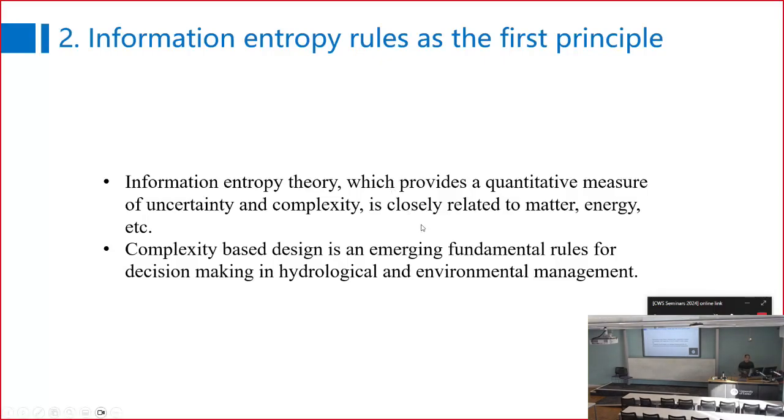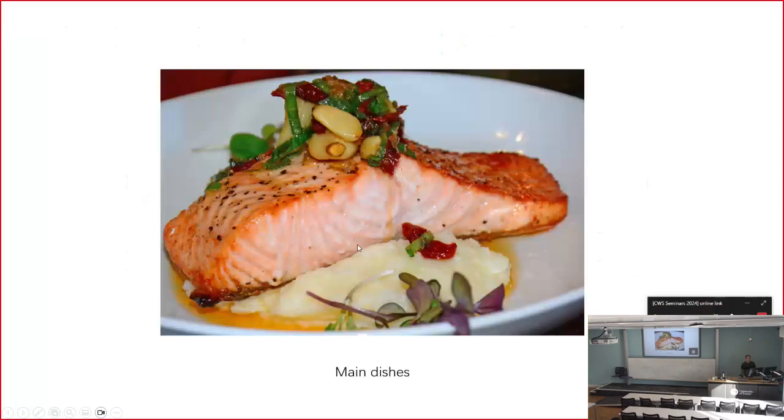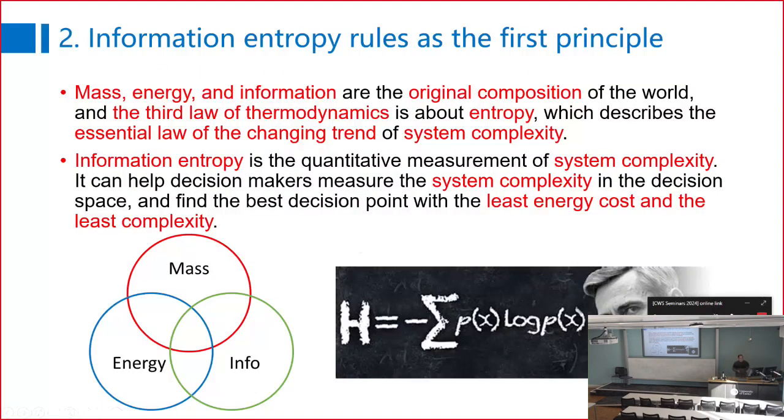Previously we mentioned matter, materials, or energy, but what is entropy? In normal words, it is kind of a degree of surprise. I think many of you know this concept. Entropy, or information entropy, is a quantitative measurement of system complexity. As I mentioned, when you open a box, it's a surprise, whether it's ordered or disordered. So we can use these normal words. Then it can be used for decision making, to find the best decisions with the least energy cost or least complexity. So it's one of the first principles.